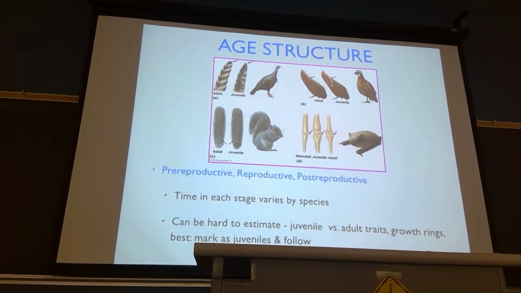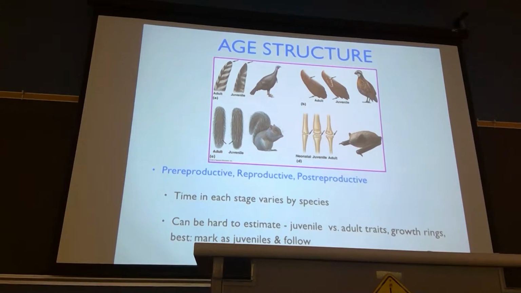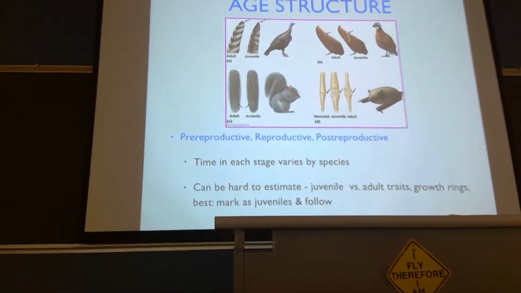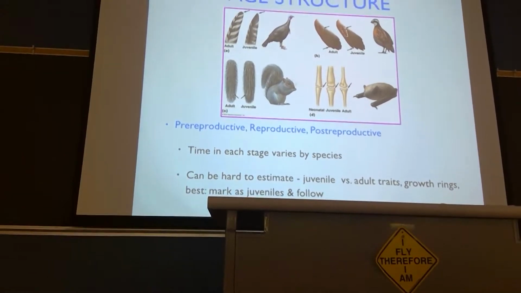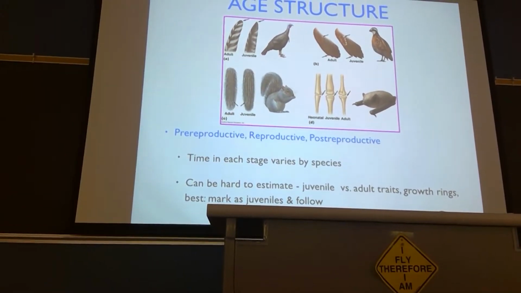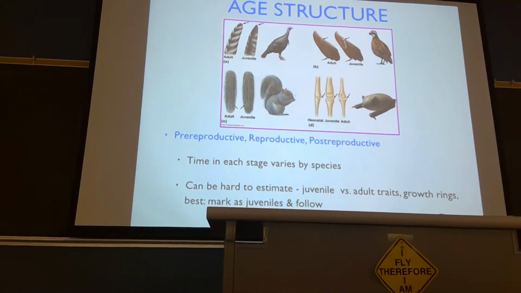For each species, your time in each stage, pre-reproductive, reproductive, post-reproductive, varies a ton. Sometimes it's really short pre-reproductive. You spend most of your life in your reproductive time, and then you die. It can really vary, though, by life history. So these three factors, age structure, gender ratio, and life history, really interplay with one another.